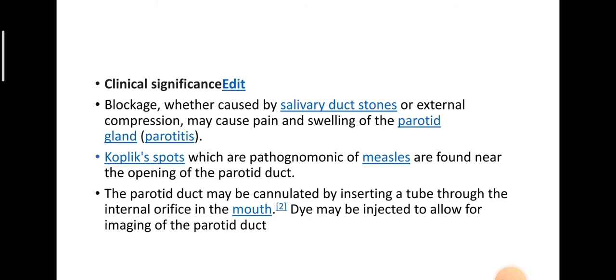Koplik spots, which are pathognomonic of measles, are found near the opening of the parotid duct. The parotid duct may be cannulated by inserting a tube through the internal orifice in the mouth. Dye may be injected to allow for imaging of the parotid duct.